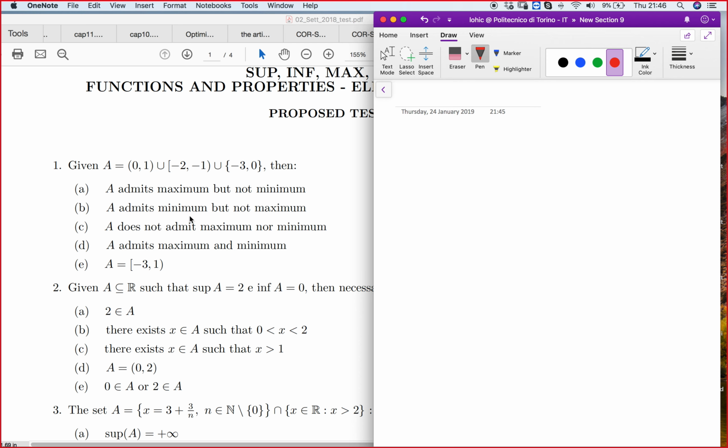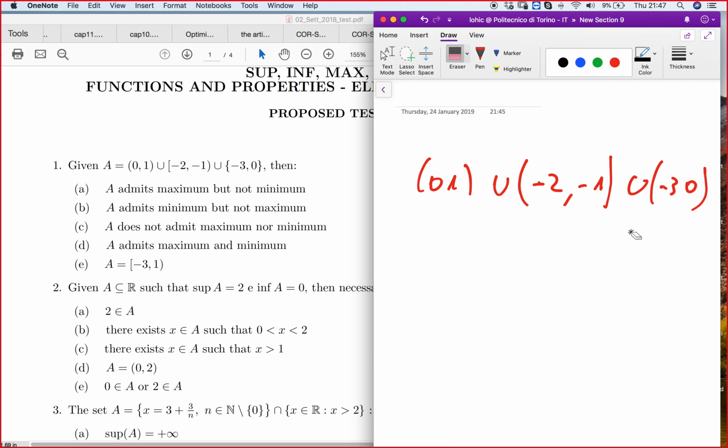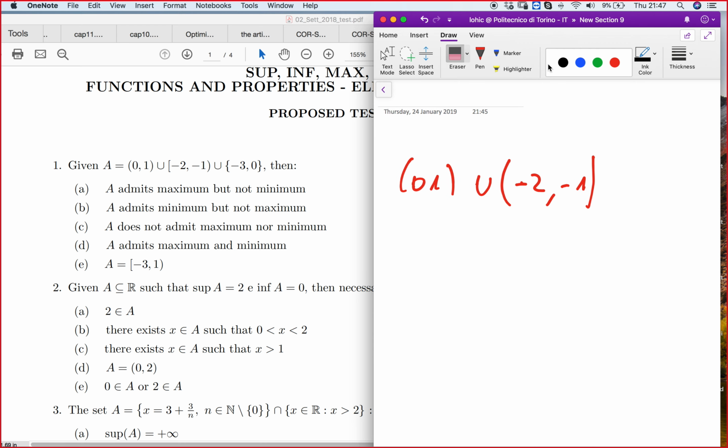you are given the set A, that is from 0 to 1 union from minus 2 to minus 1, then union minus 3, 0. No, minus 3 is like this, so it is union the element minus 3 and 0.